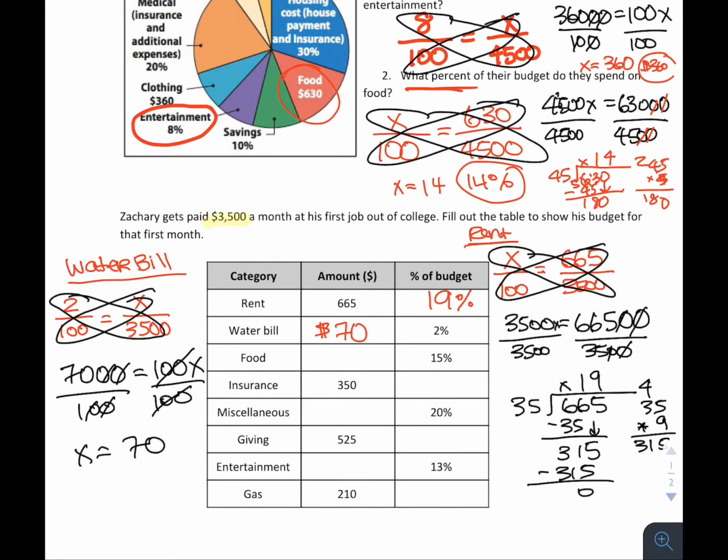I want you to finish off the rest and figure out how much Zachary is going to spend on food, insurance, miscellaneous, giving, entertainment, and gas.